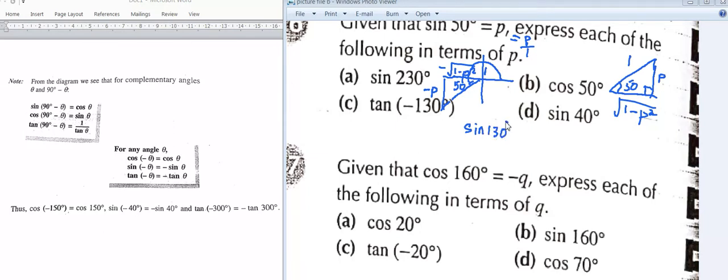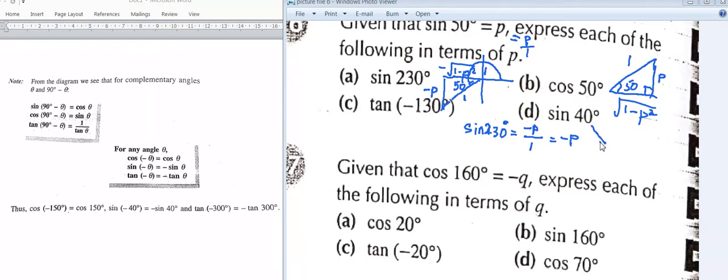Sine 230 is equal to minus P over 1, which gives you minus P. Sine 230 is minus P, negative y over hypotenuse, which is always positive.